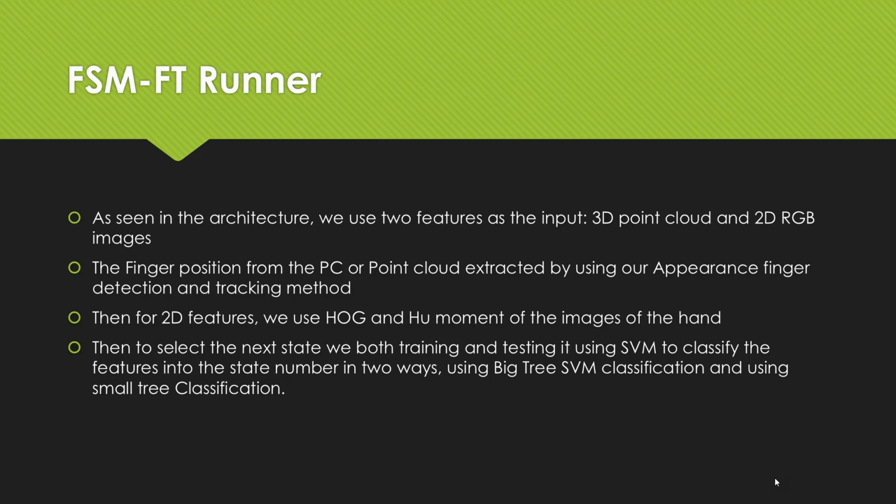Our finger detection and tracking method may not get the correct result. That's why we use the FSM runner to fix the finger position, and we use the support vector machine, or SVM, to classify the features into the state number by using a big tree SVM classification and a small tree SVM classification.